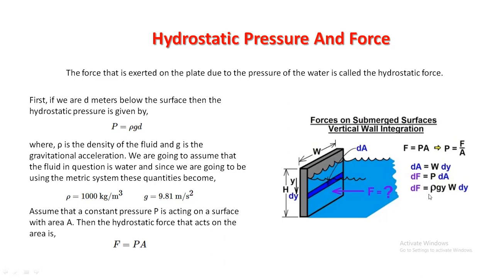F equals the integral of rho g y w dy. Something to do with this one. So rho g, the d by the way, here is the y, which I said to be the vertical orientation of the wall. You can see here the y as this one, the height of the wall that is submerged in water. w is the width, and dy is this differential, the height of this differential area.